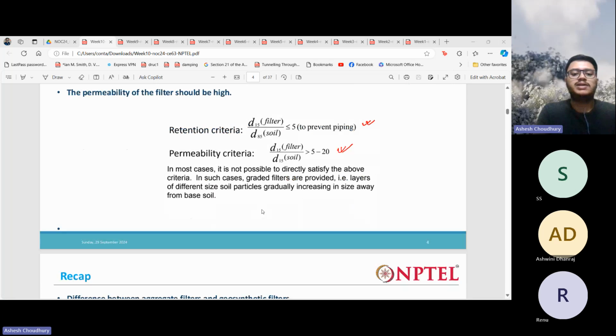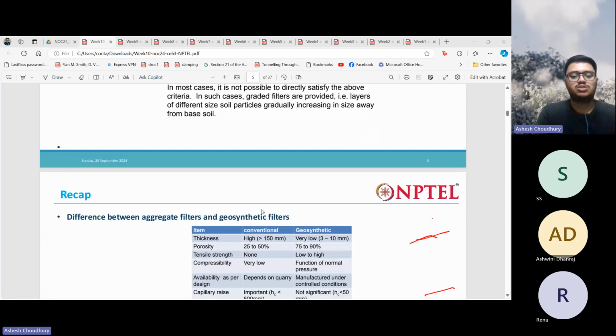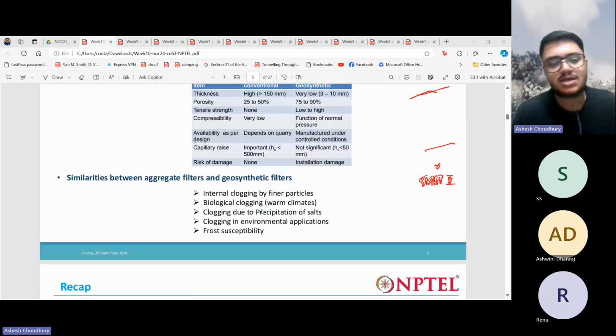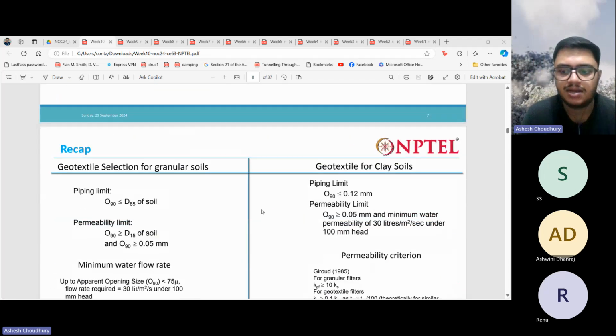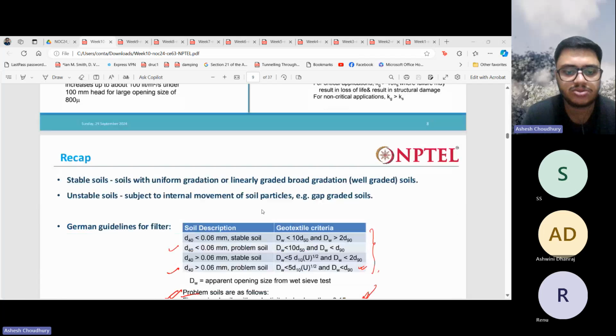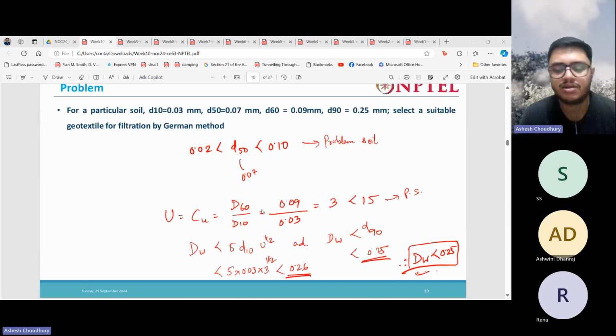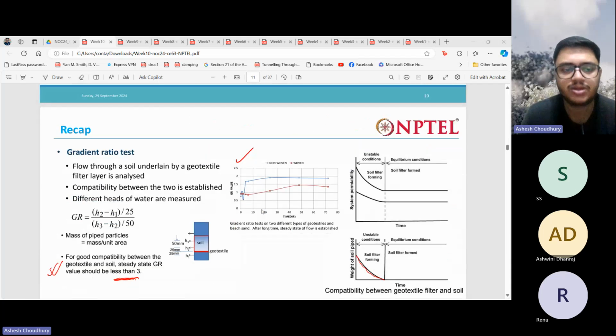We saw that we have the retention criteria and the permeability criteria. So those two criteria have to be followed. So all these things we discussed. Very simple. This part is extremely simple, right? This retention criteria and all those things. There are various criteria that are given, so you need to choose the appropriate criteria.